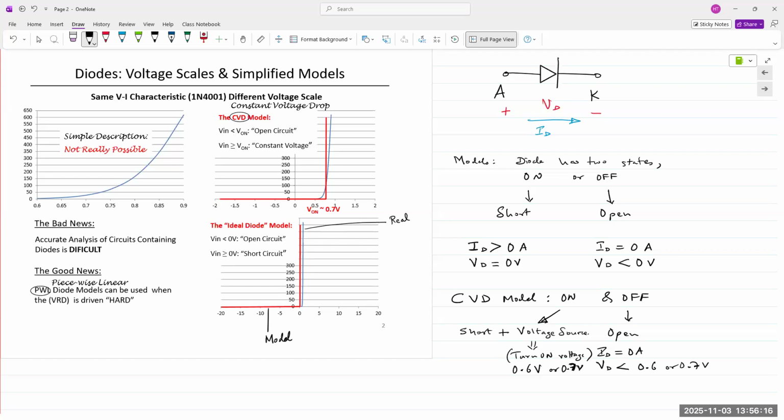CVD model is exactly the same as an ideal diode model. The only difference is ideal diode does not require any voltage to turn on. CVD model requires the diode turn on voltage. And after the diode turn on voltage, it behaves exactly the same. It's a straight line going up. And the voltage is held constant at that point, and the current increases rapidly, because it's now a short circuit, it allows current to flow through itself. And that's the big difference with a CVD model and the ideal diode model. In this case, V on, the turn on voltage, is about 0.7 volts.